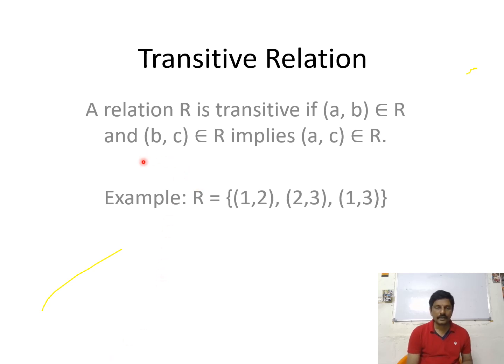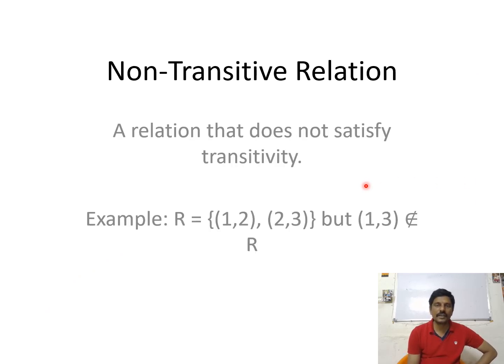Okay? Example. So 1 comma 2 is there, 2 comma 3 is there, and 1 comma 3 is there. So it is called transitive relation. Now non-transitive relation. Non-transitive: 1 comma 2 is there, 2 comma 3 is there, but 1 comma 3 is not there. It is said to be the non-transitive relation. Clear? So these are the types of relations.